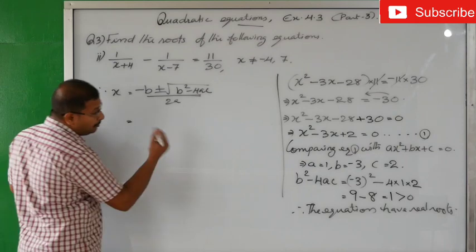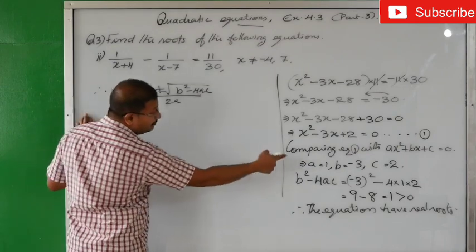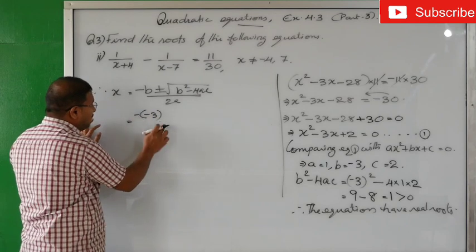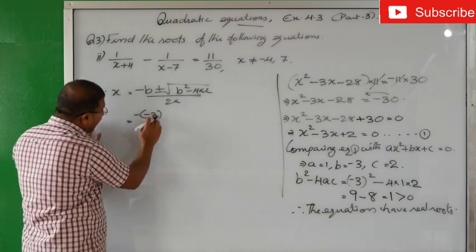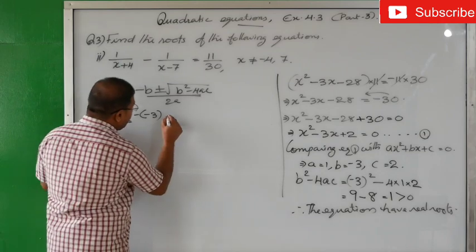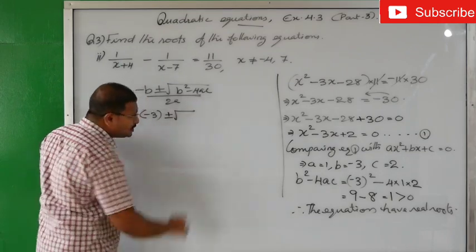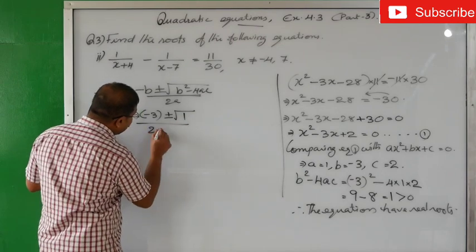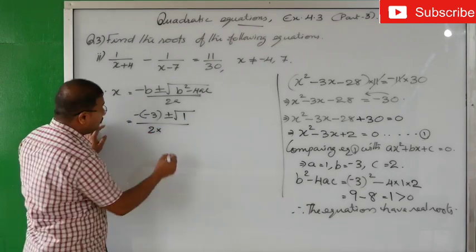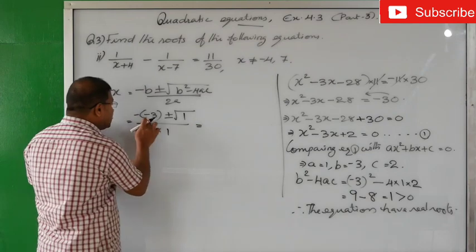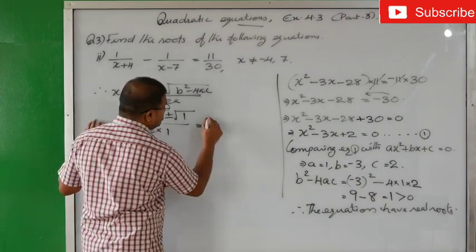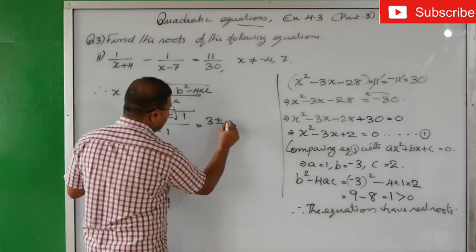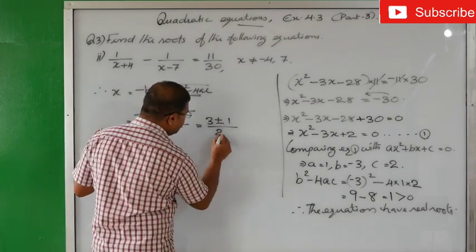This equals minus the value of b. b is minus 3, so put it inside the bracket: minus 3 minus b, minus is already here. The value of b is minus 3, plus or minus root of b square minus 4ac. What is the value of a? 1, divided by 2 into 1. Minus into minus is plus. So 3 plus or minus root 1. Root 1 is 1. Divide by 2 ones are 2.